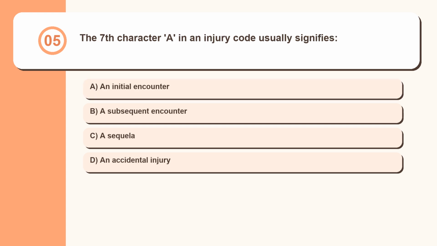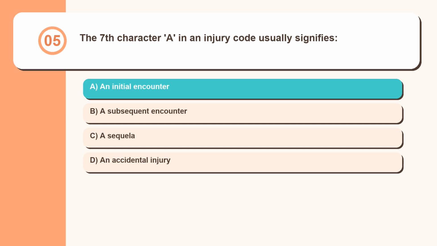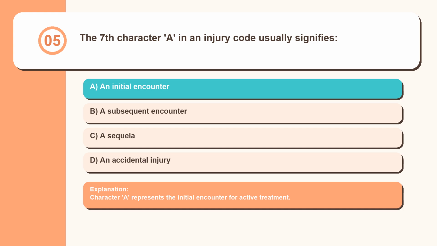Question 5. The seventh character in an injury code usually signifies an initial encounter, a subsequent encounter, a sequela, an accidental injury. A character represents the initial encounter for active treatment.